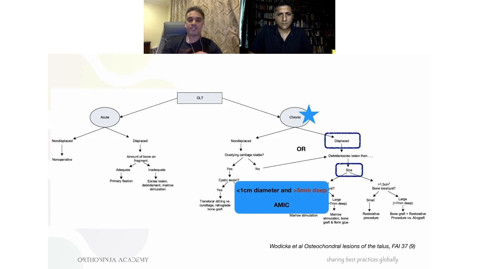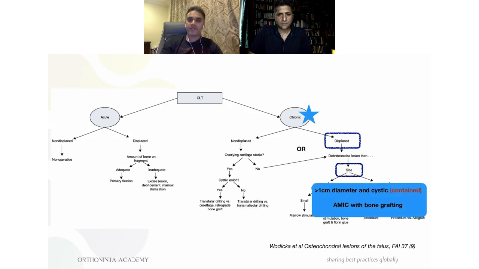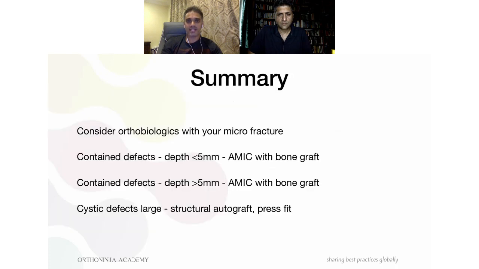But if your lesion is more than 5 millimeters in depth, you've got to seriously consider an AMIC type of procedure with some bone graft. However, if your lesion is more than 1 centimeter and it's cystic and contained, you can AMIC with bone graft, as we've discussed. If it's uncontained, you've got to consider your structural autografts. So hopefully that has been a whirlwind tour through the world of talar cartilage defects.